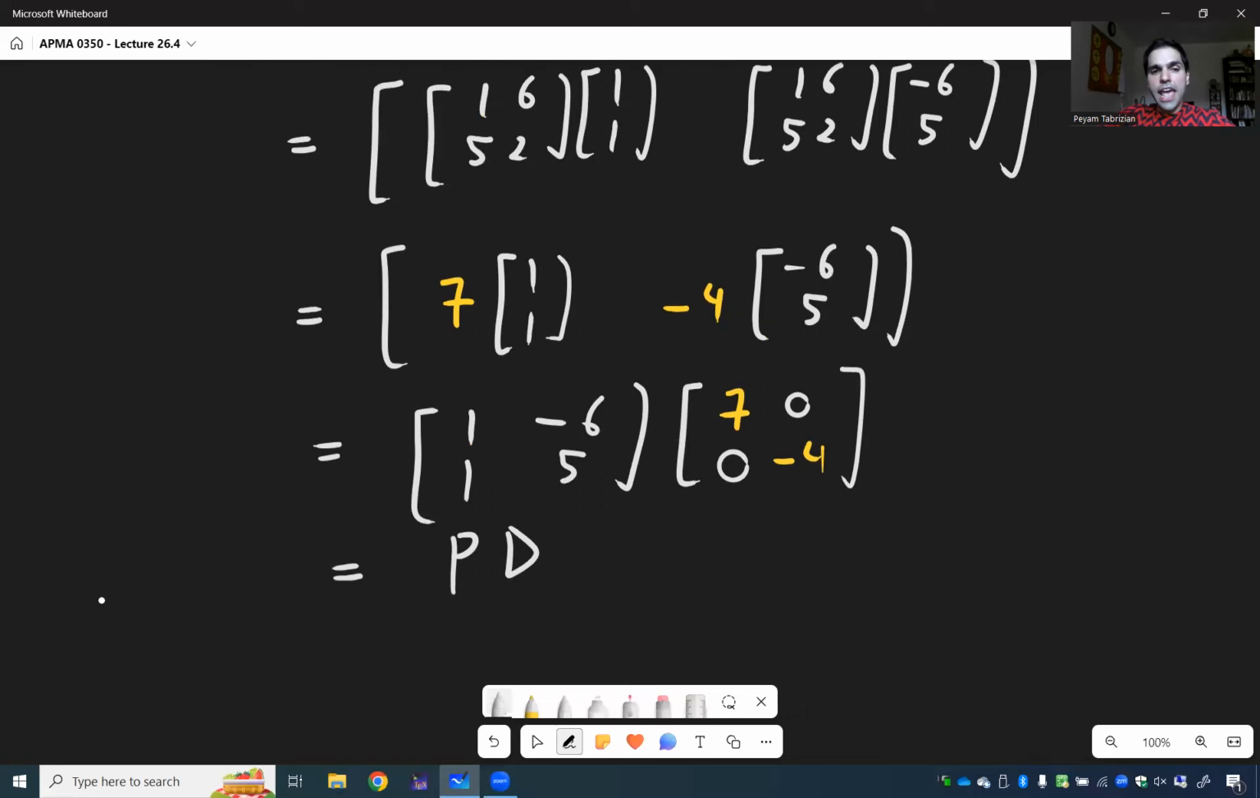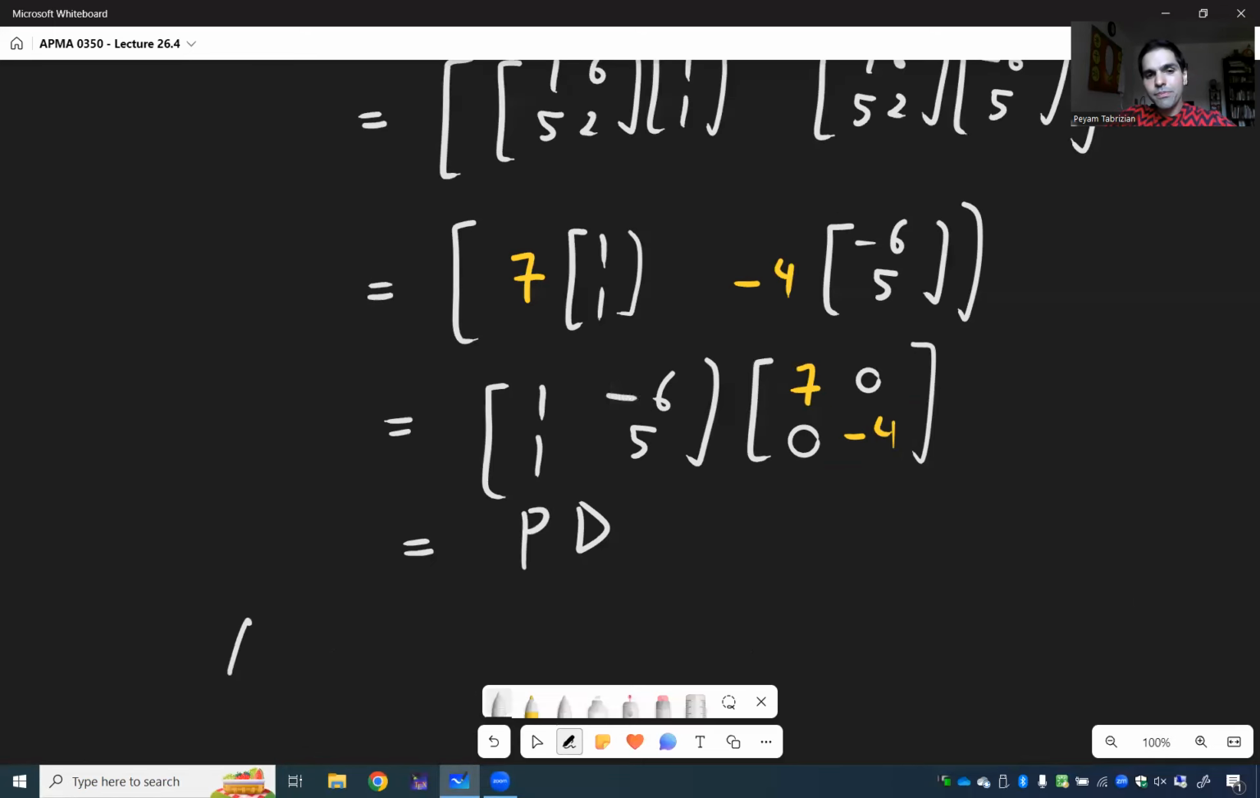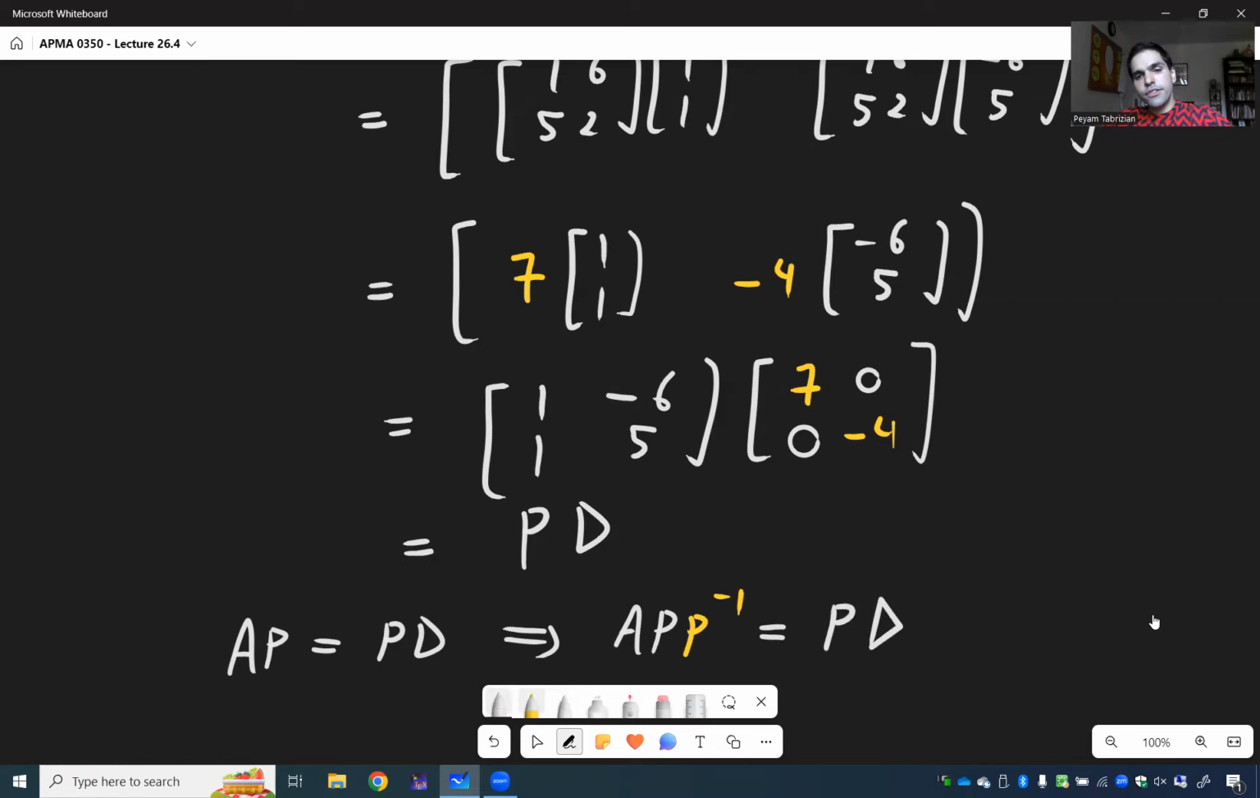So what we get is AP. AP is PD. And then if you multiply by P inverse on the right side, so AP P inverse equals PD P inverse. This cancels out, and you do indeed get A equals PDP inverse.